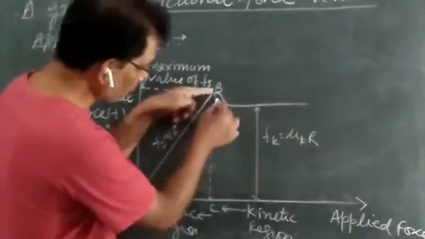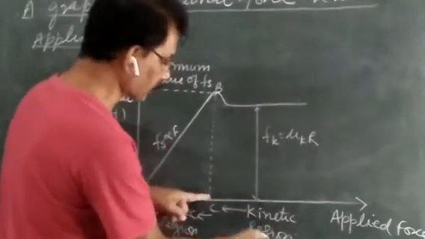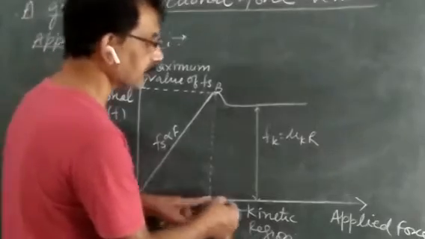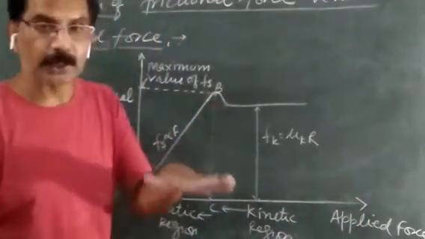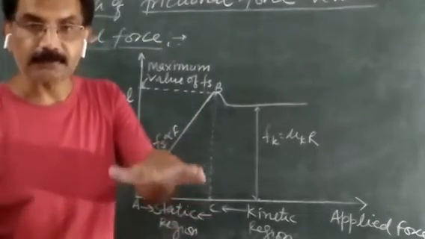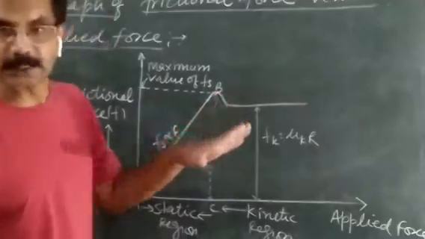So from B to C, all this region represents what here? This region represents the kinetic region. So this one is a static region and this one is the kinetic region. This point shows that when the body comes in motion, then kinetic friction is slightly less than, or decreases from, the maximum static friction.